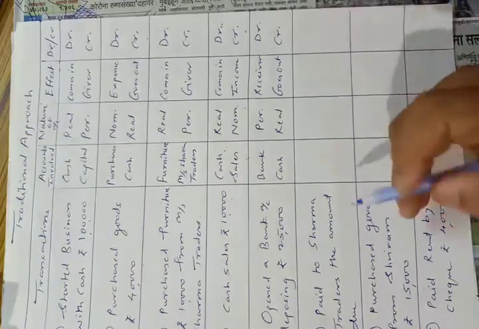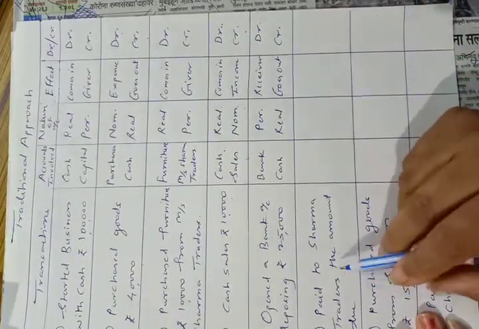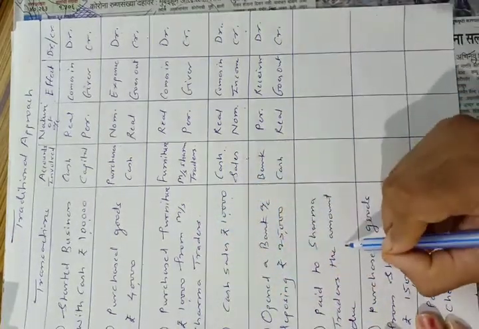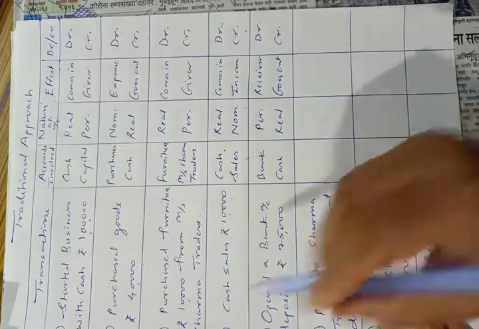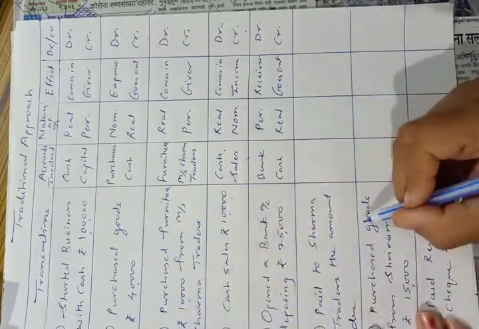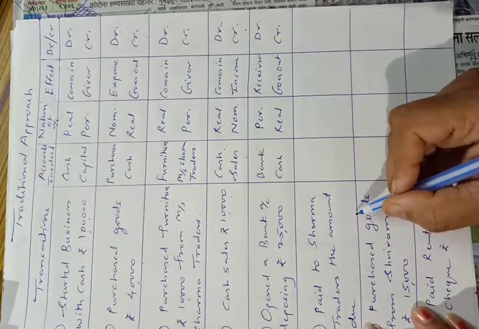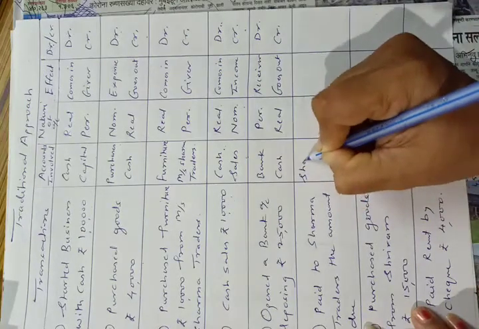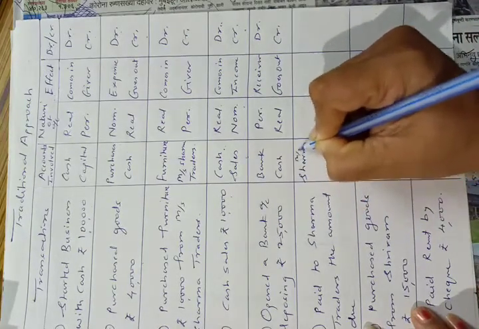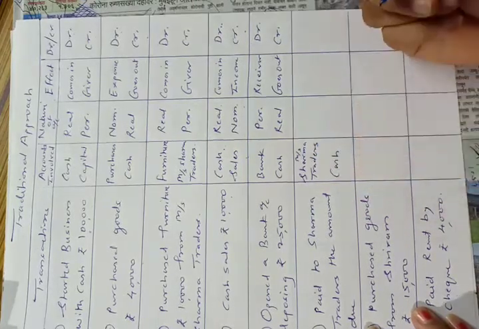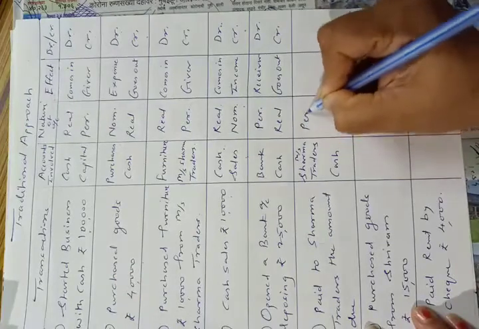Now the next: paid to Sharma Traders the amount due. Here we have purchased furniture from Sharma Traders, and now we are paying Sharma Traders the amount due, that is rupees 10,000. So two accounts will be involved. One account will be the Sharma Traders account and the second account will be the cash account. Sharma Traders account is a personal account, cash account is a real account.